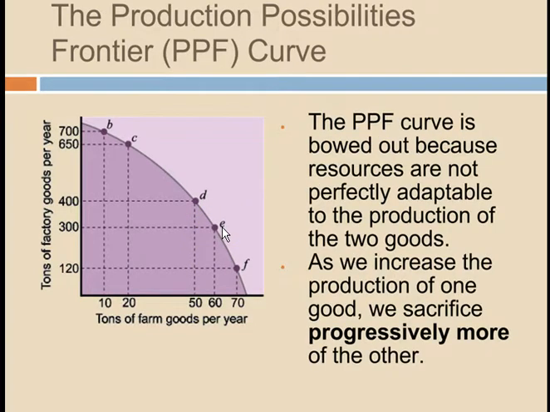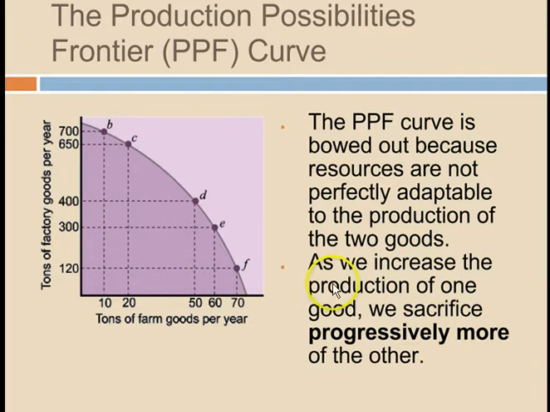Here it just shows you basically the same thing, but I want to point out something here. When we moved from D to E, we saw that we lost 100 tons of capital goods and gained 10 tons of consumer goods. Now we move from E to F, we're still gaining 10 tons of consumer goods, which would lead you to believe that we would lose another 100 capital goods, but that's just not the case. In this case, we're losing a lot more. We lose, in fact, progressively more of the other.